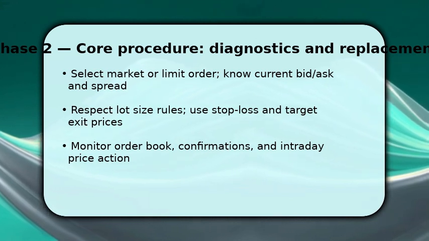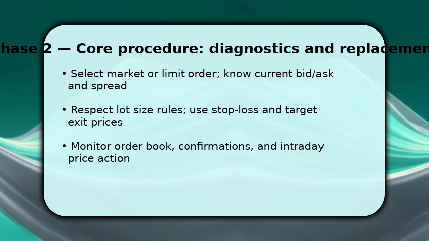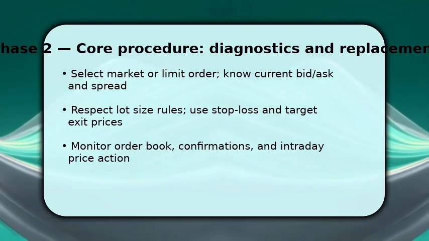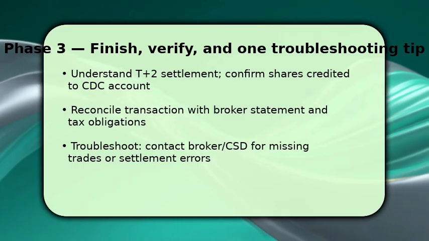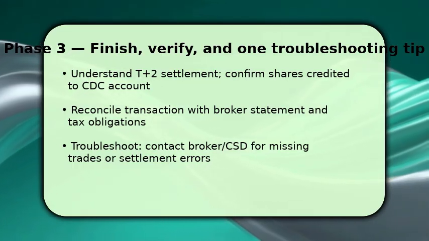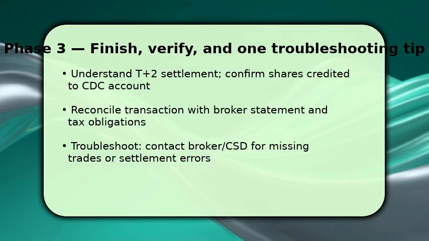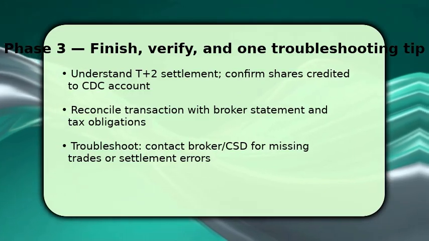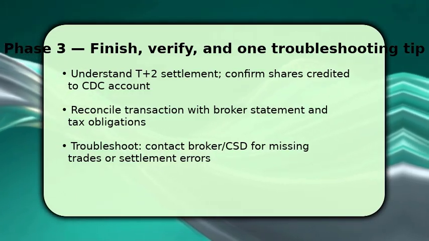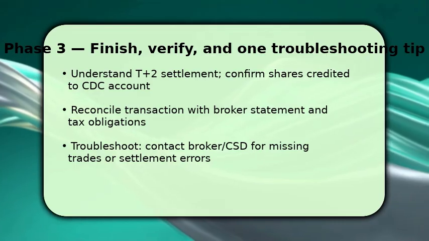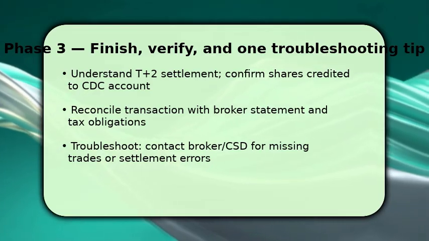You complete the process by tracking settlement. PSX uses T+2, so verify that shares appear in your CDC account after 2 business days and reconcile the trade against broker statements and transaction fees. Next, update your portfolio allocation and record realized gains or losses for tax purposes.